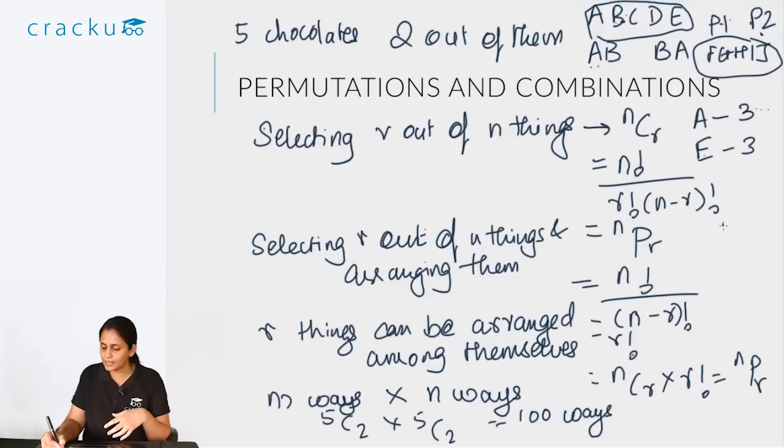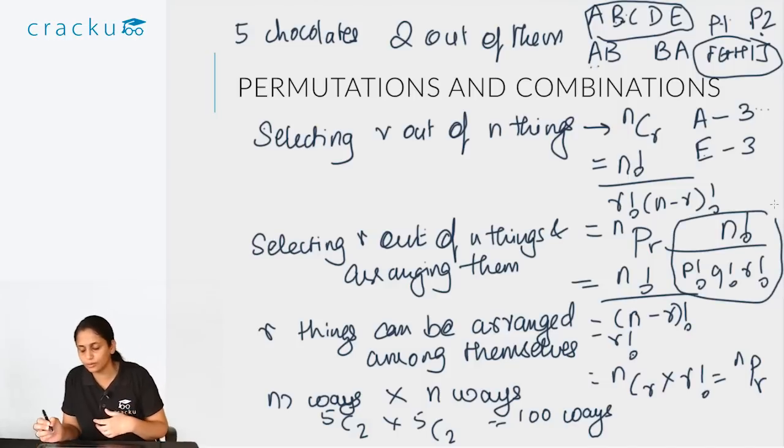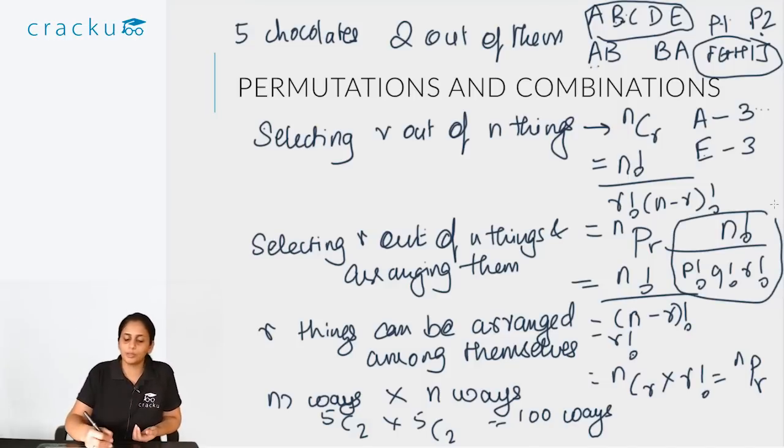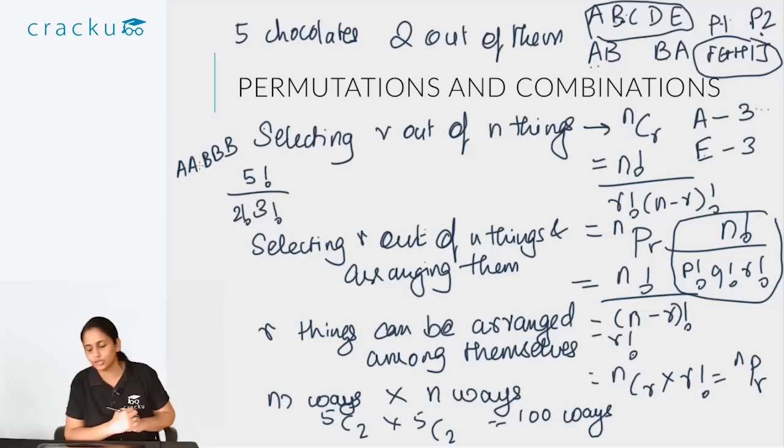So if say there are N items and you have to arrange N items among themselves such that P are of one kind, Q are of one kind, R of one kind, then the formula is N factorial divided by P factorial into Q factorial into R factorial. So suppose I had 5 chocolates such that I have 2 A's and 3 B's, then the total number of ways of arranging these chocolates is essentially 5 factorial divided by 2 factorial, as 2 are of one kind, and 3 factorial, as 3 are of one kind. So this would be the total number of ways of arranging these 5 chocolates.